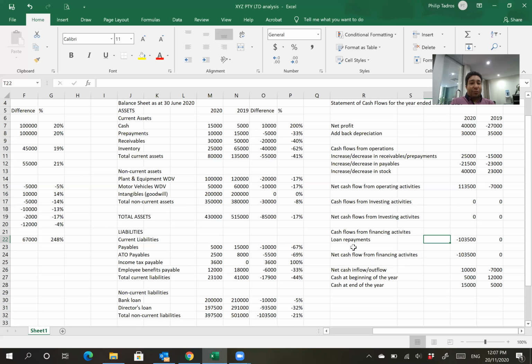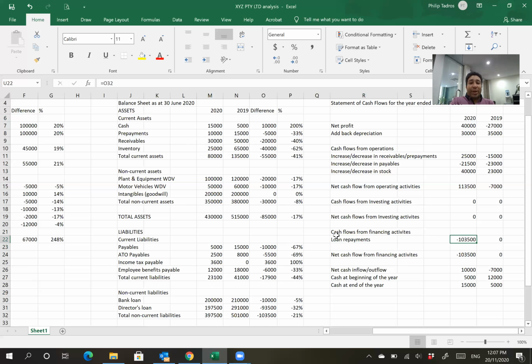So proceeds from long-term borrowings: any loans issued by the bank, or any loans issued by the director, or any funds issued by the shareholder in terms of share capital, is a positive amount, which means that there's more cash flow coming into the business. So any proceeds from shares issued and borrowings and so on is represented by a positive amount.